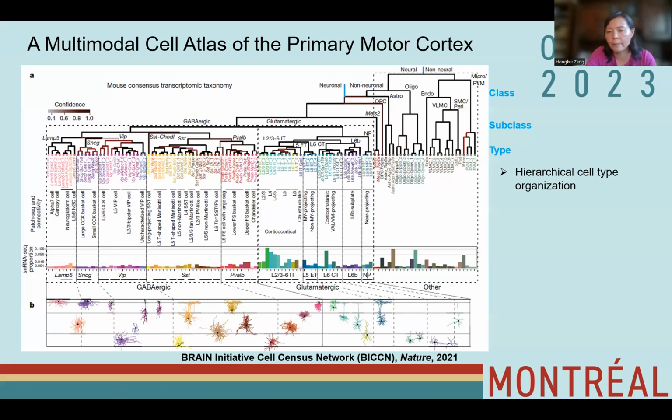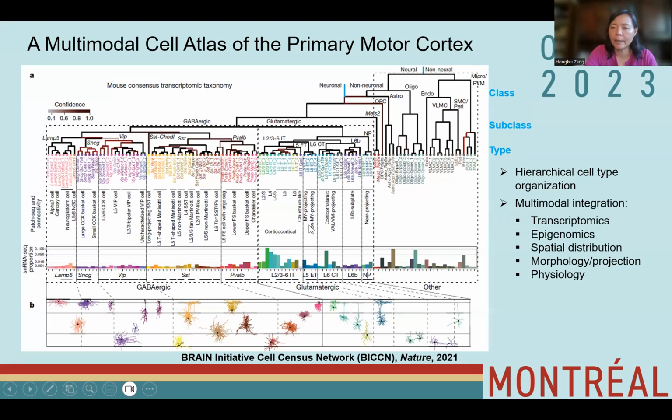Those principles are: first, the cell types are organized in a hierarchical manner with different levels of definitions of cell types, from class to subclass to type, occupying different major or minor branches of this hierarchical tree of cell types. The different modalities of cellular properties can be integrated together to create a unified definition of cell types with different levels of granularity. And the integration involved transcriptomics, epigenomics, spatial distribution, morphology, projection properties, and electrophysiological properties.